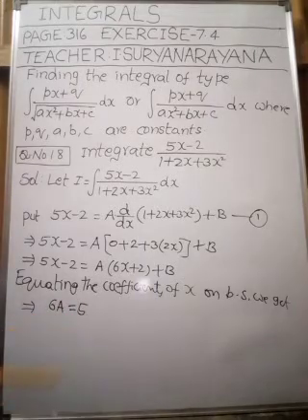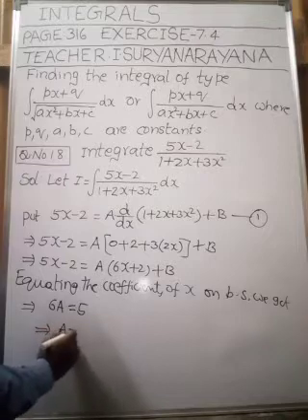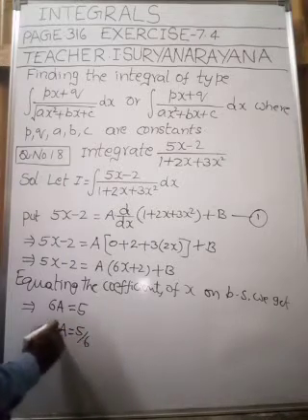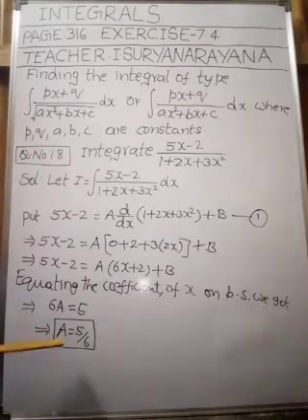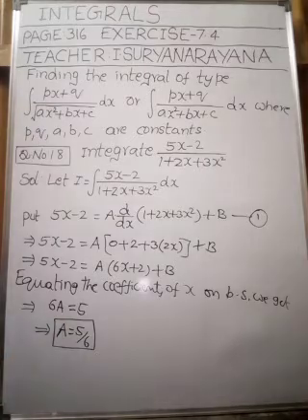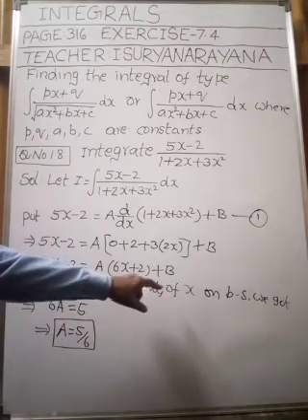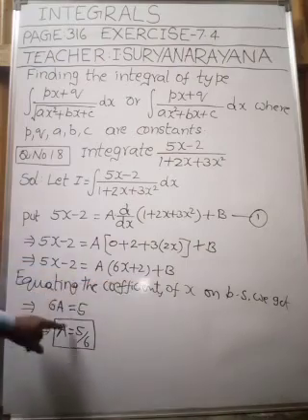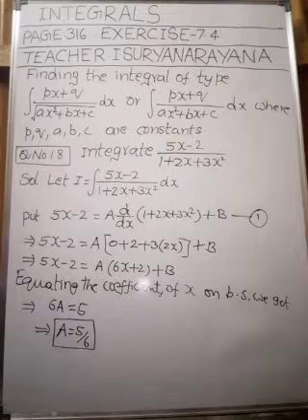Understood this step, my children? Right. This implies a is equal to 5 by 6. So we got the value of a, 5 by 6. Understood, my children? Right. First, we have to equate the coefficients of x on both sides. Then we got a value. Now, we have to equate the constants on both sides.